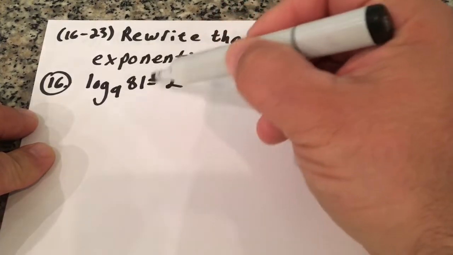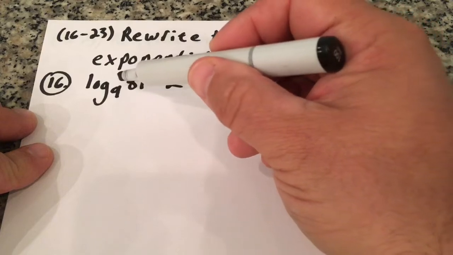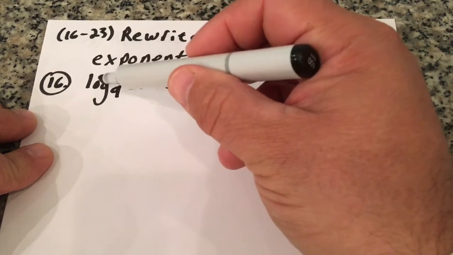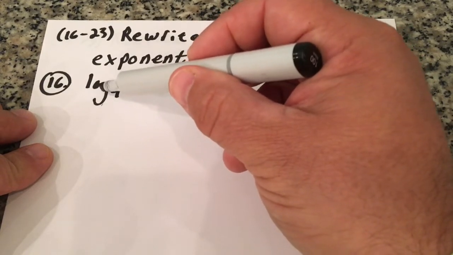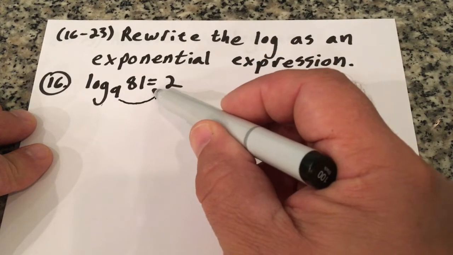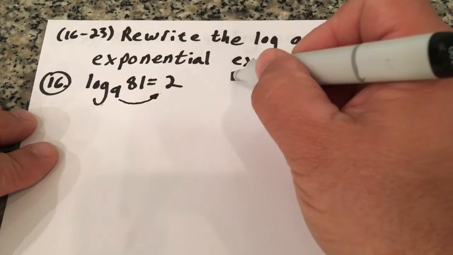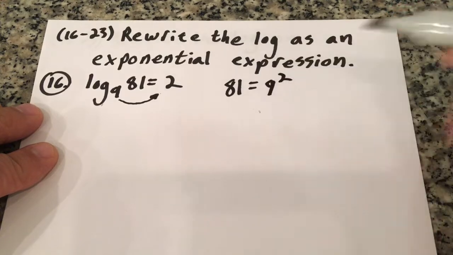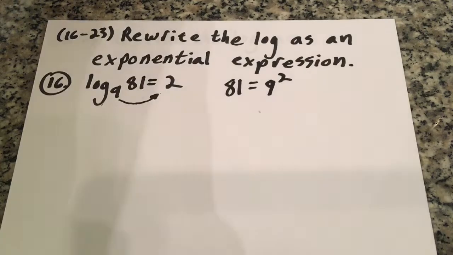So there's a couple of moves or rules. I like to use this little story. Think of this word log misspelled as leg, and that G looks like a little leg. The leg kicks the 9, and the 9 flies over here and pushes up the 2. And then that's going to give you 81 equals 9 squared. And if you think about it, 9 squared, well, yeah, that equals 81.